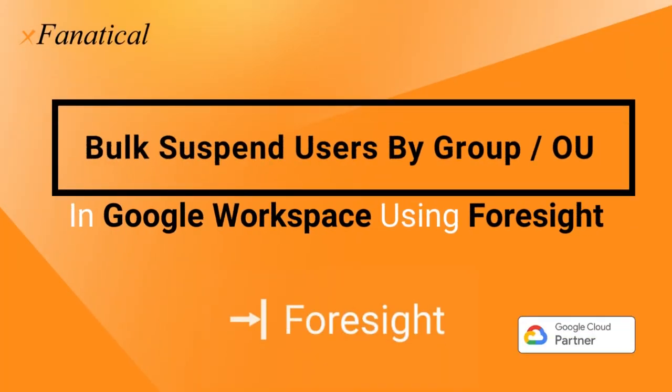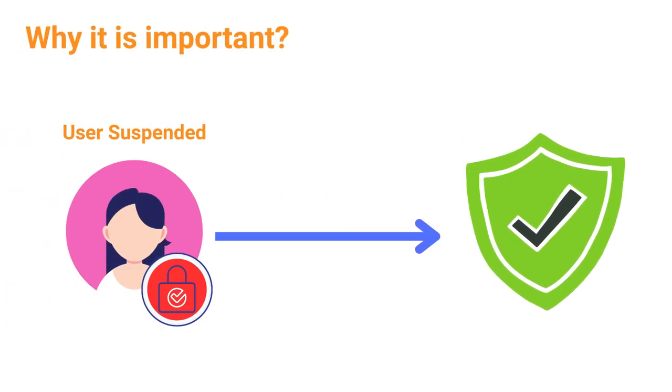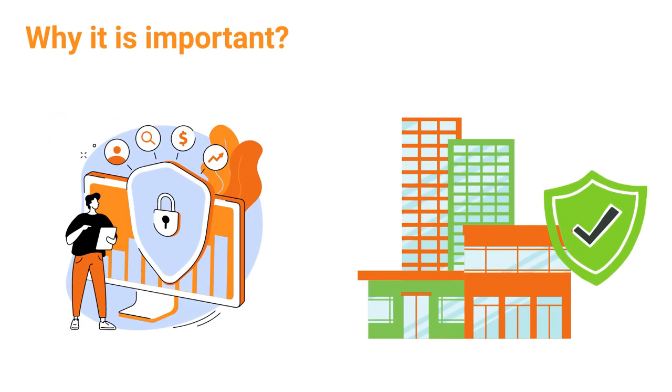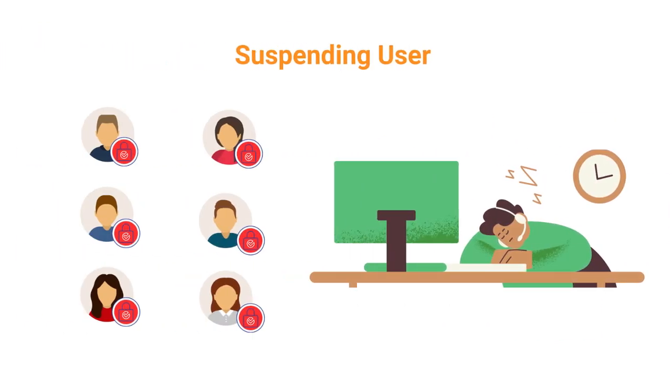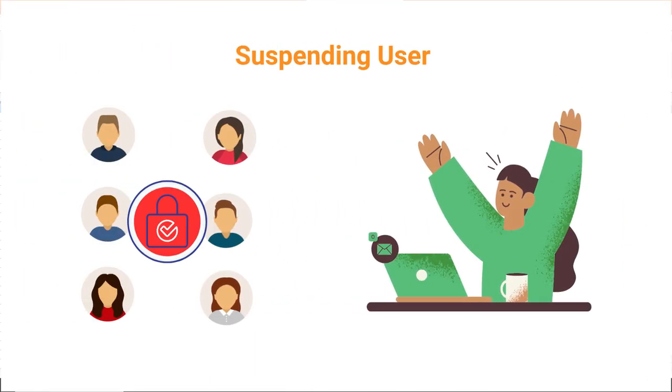In this short video, I will demonstrate how you can bulk suspend users by group or OU in Google Workspace using xFanatical Foresight. The admin and managers must suspend unmanaged user accounts to enhance organizational security. It protects their organization from data losses and other cyber risks. However, this task can become tedious if you delete the accounts one by one. Instead, they can opt for bulk suspend users. This enables Google admins to suspend multiple accounts at one go.